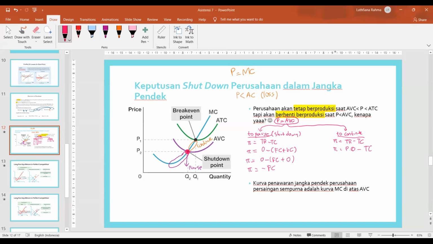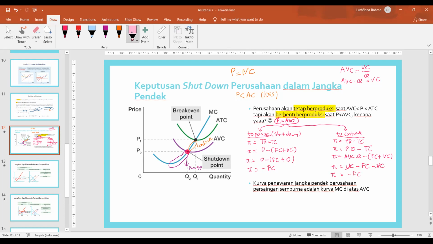So here the price is average variable cost, right? Average variable cost times Q minus TC. Total cost is fixed cost plus variable cost, right? So the profit would be, do you remember, average variable cost is variable cost per Q. So AVC times Q would be the variable cost itself. So this is the variable cost minus fixed cost minus variable cost, right? So the profit would be minus fixed cost.